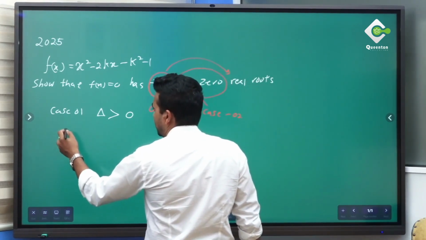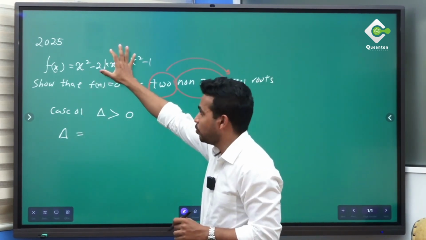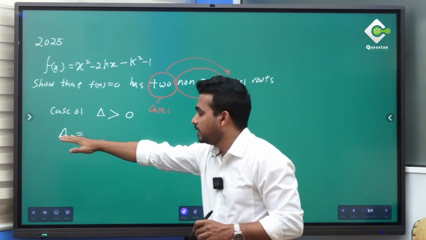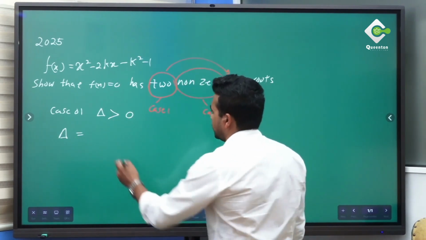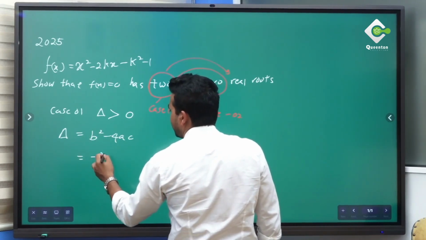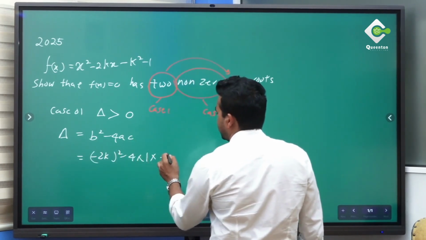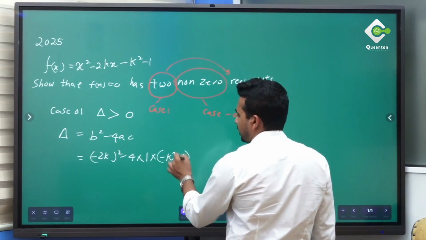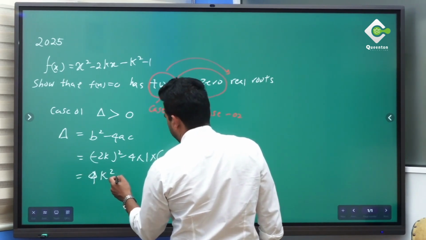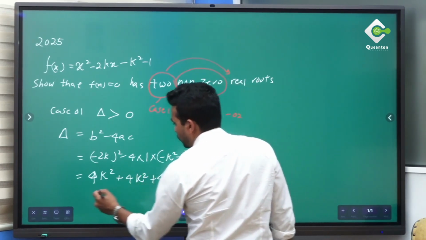Then we can substitute values. Before that, we have to check whether the equation is in the correct format. That is okay, because we can find the isolated x squared term, x term and the constants. Then we can straight away go for the delta, b squared minus 4ac. Here b is minus 2k, squared, then 4, a equals 1, c equals this, right? Then 4k squared plus 4k squared plus 4.